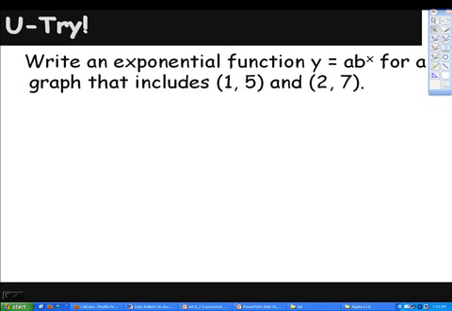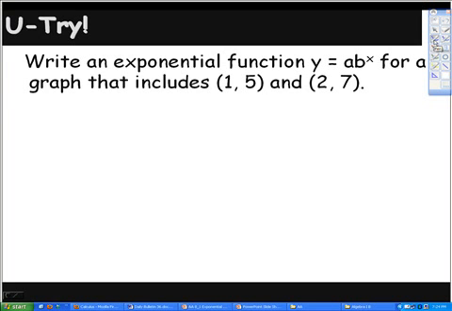Okay, here we go. I would first plug in the 1 and the 5. So the 1 goes in for the x, the 5 goes in for the y. So I've got 5 equals a b to the 1. Therefore, a would always equal 5 divided by b. So I've done everything I can do with 1, 5 so far.